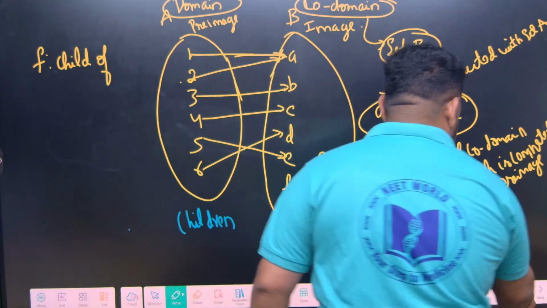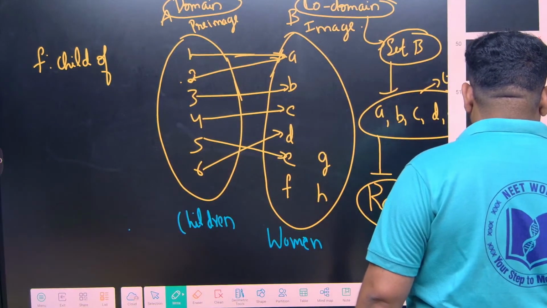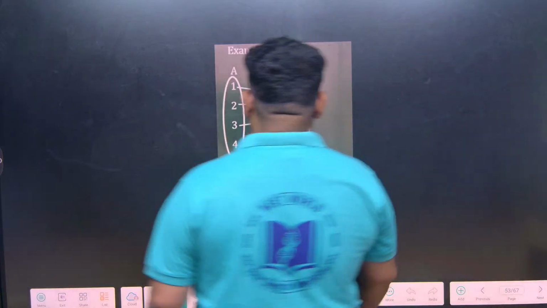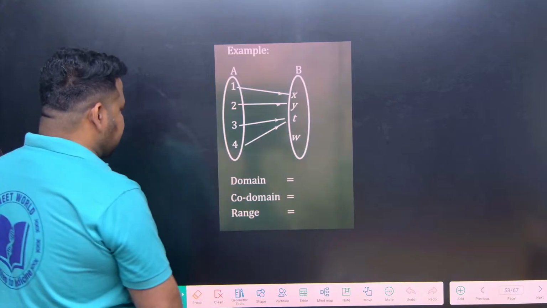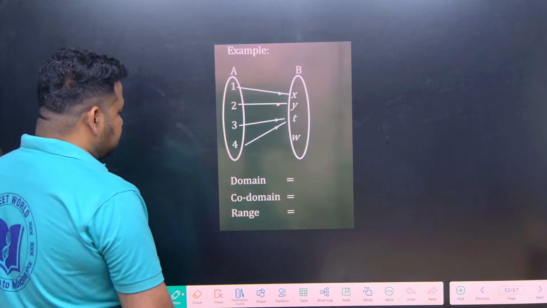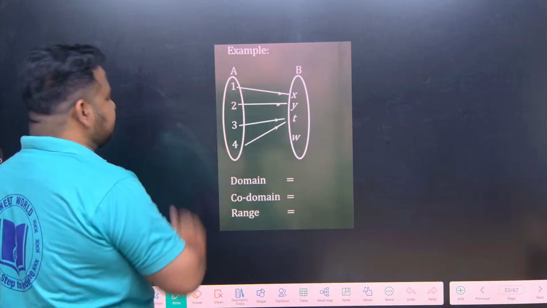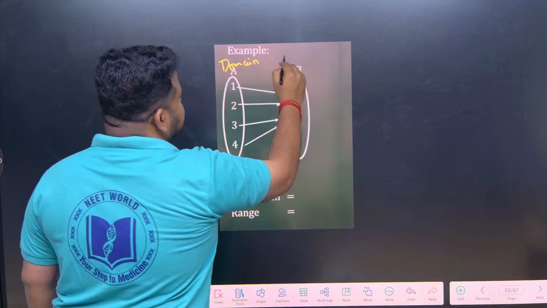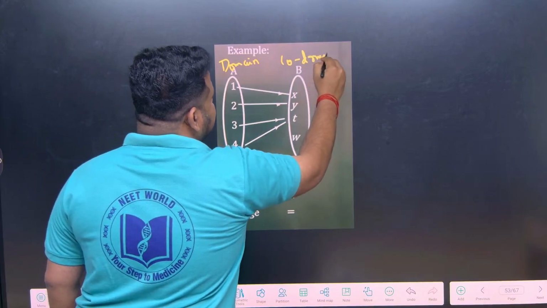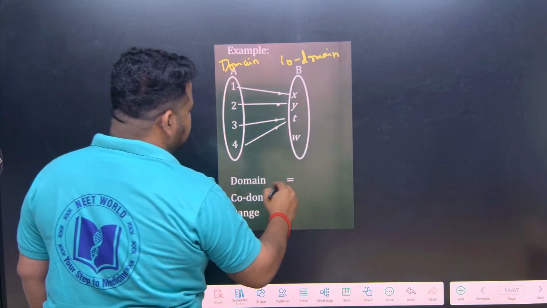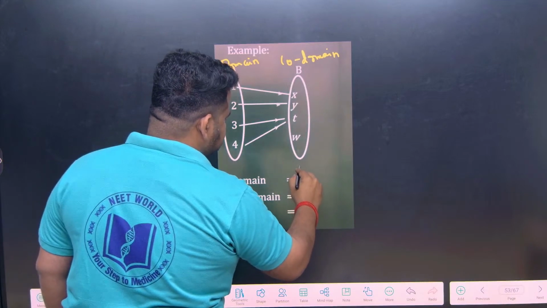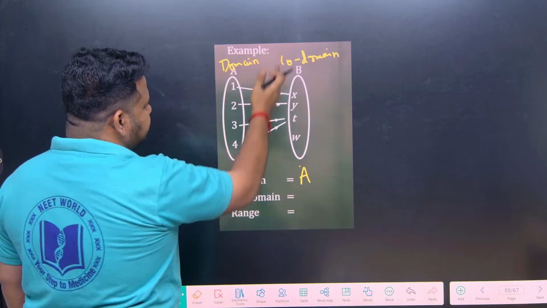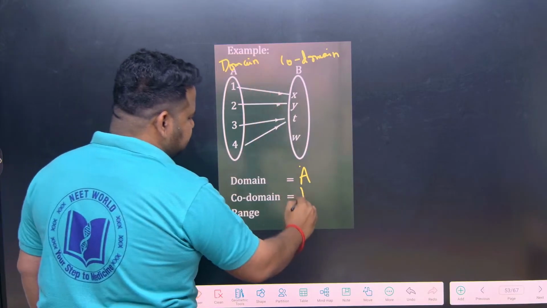Some more examples we will take for you to understand better. Look at this example, all of you. We are having set A and set B. What is the domain here? Everything in set A is the domain. This is completely domain. Whatever is here, this is completely codomain. Domain is set A. Codomain is everything that is in B, that is set B.